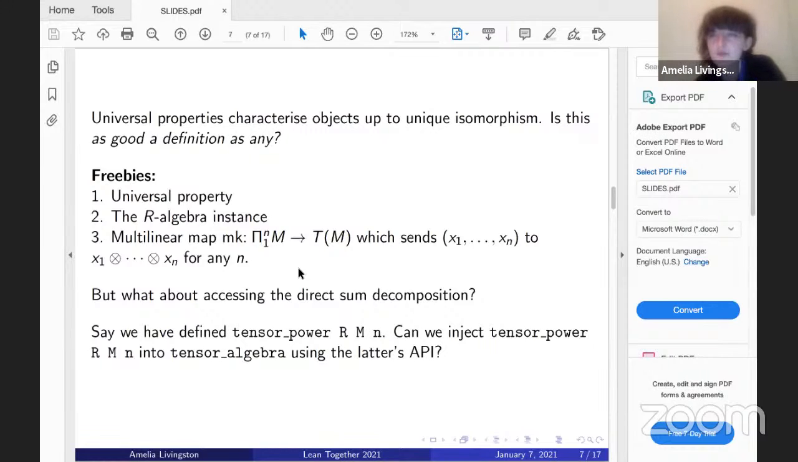Well, I tried to prove that the spans of the images of the maps have trivial intersection, and it was messy and equivalent to just defining the tensor powers independently and then injecting them into the Mathlib tensor algebra. So I decided to try and do that. And if all definitions are equal, it should be possible to define these things independently and then prove that they inject in, just using the tensor algebra API, which is mostly just the universal property.